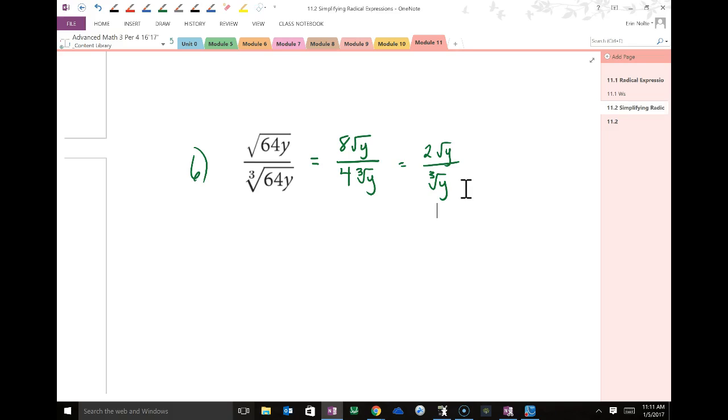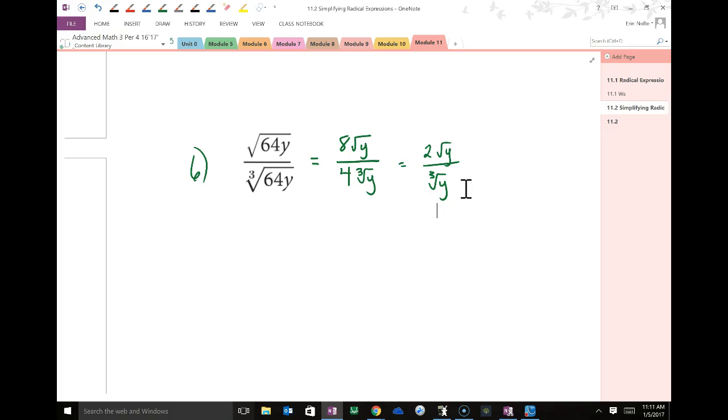All right, so am I finished? Yeah, this is unsimplified because we have a radical in the bottom. You can never leave a radical in the bottom. It's unsimplified. So, here's the thing about this. This is a little tricky. Are you ready? Okay. What kind of root do I have in the bottom?